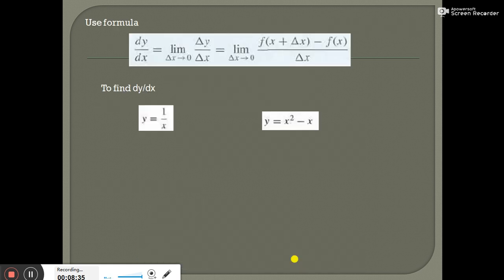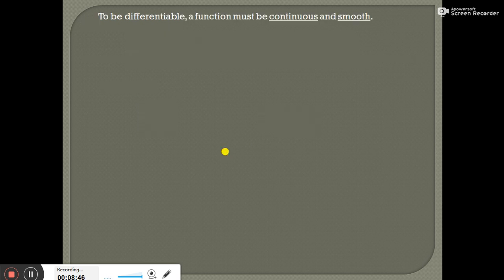And now differentiate this by first principle, y = 1/x or y = x square minus x by first principle. This is the exercise for you.